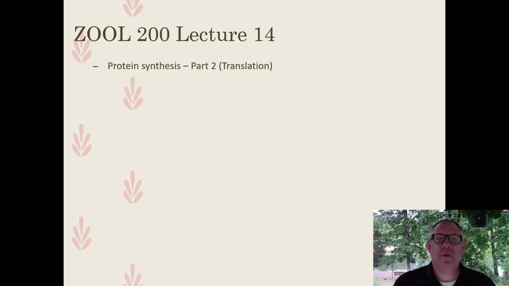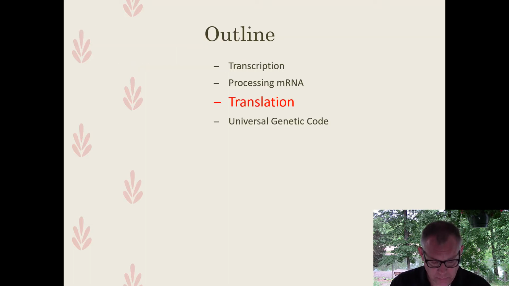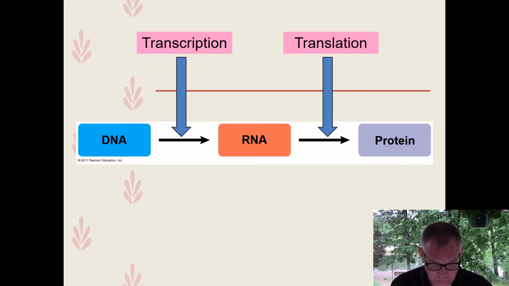All right, now we're ready for the next step in protein synthesis, and that is translation. We just did transcription, which was making an RNA from a DNA. Now let's translate that into a protein. And so you remember that making RNA from DNA is called transcription. They're in the same kind of language. Now we're going to go into a different kind of language, so we need to translate it.